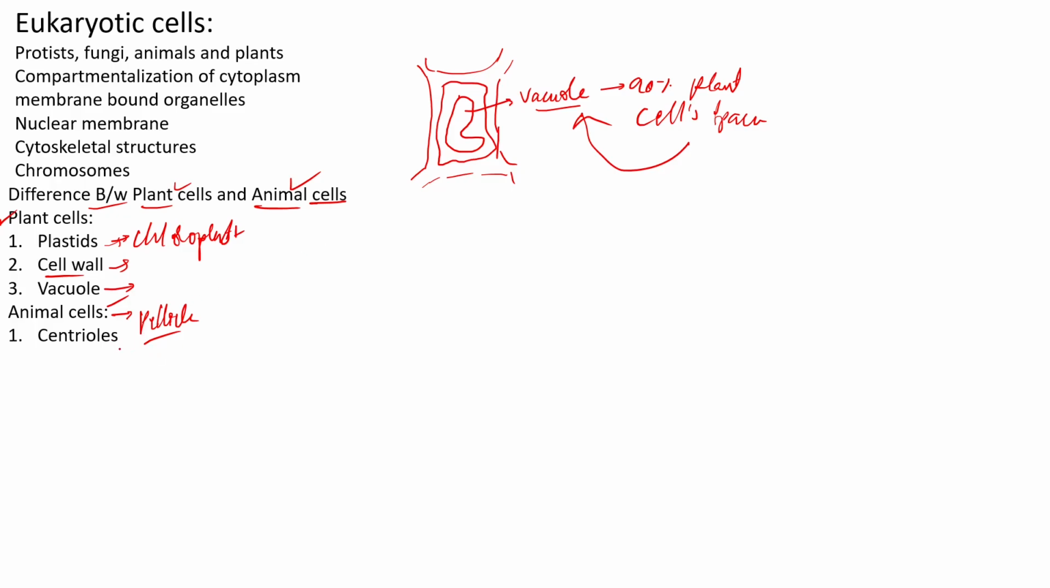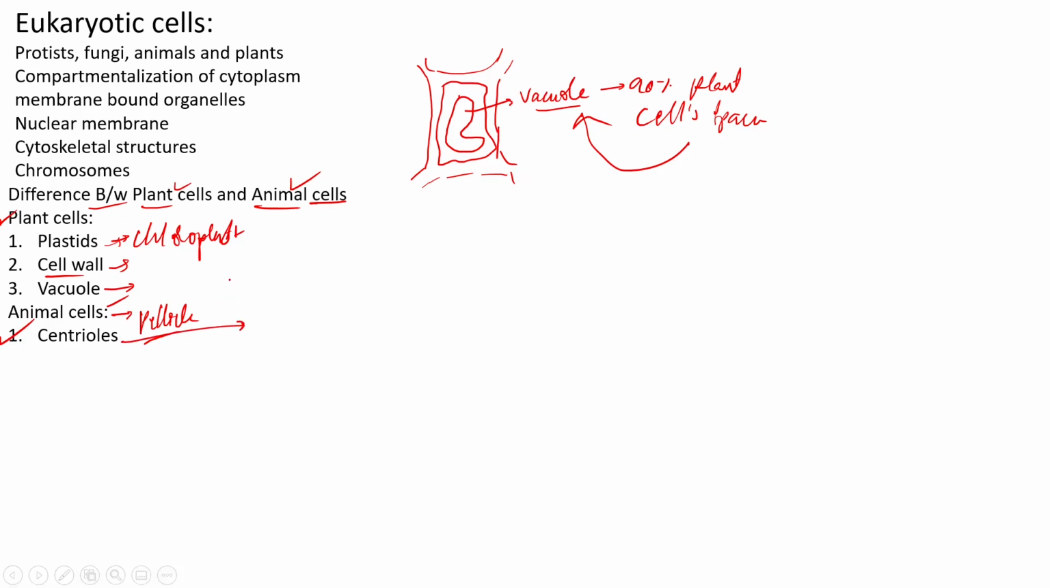But animal cells have one more unique structure called the centrioles. Centrioles are quite unique structures that are mainly observed in animal cells, but nowhere else. Plant cells do not have centrioles, right? So what is the function of the centriole, if you ask?